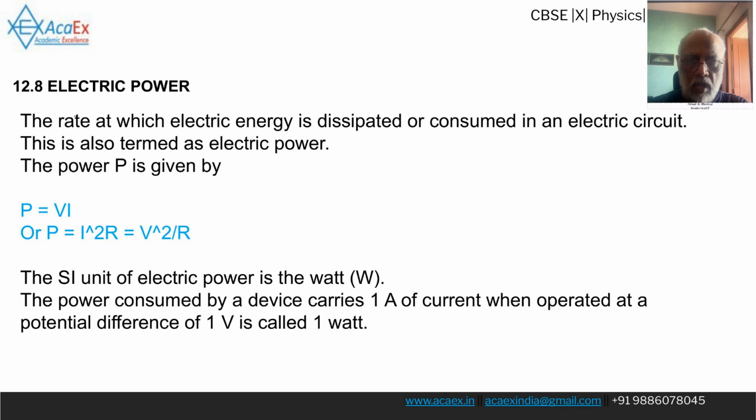Electric power. Electric power is the rate at which electrical energy is consumed or dissipated in an electric circuit. The formulas for power, P, are P equals V times I, P equals I squared times R, P equals V squared divided by R. The SI unit of electric power is the watt, represented by W. 1 watt is defined as the power consumed by a device when 1 ampere of current flows through it at a potential difference of 1 volt.